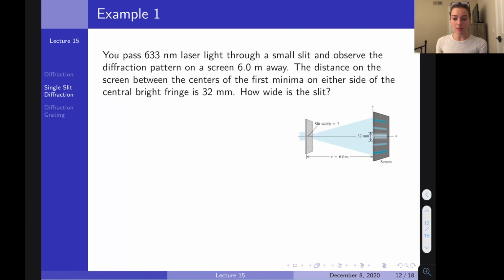Now let's do an example with this. So here we have, we pass a 633 nanometer laser light through a small slit and observe the diffraction pattern on a screen 6 meters away. The distance on the screen between the centers of the first minima on either side of the central bright fringe is 32 millimeters. How wide is the slit?